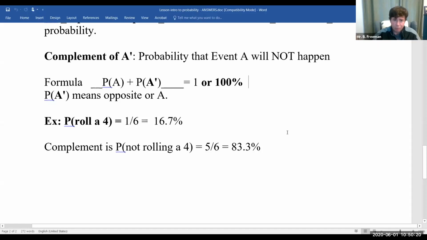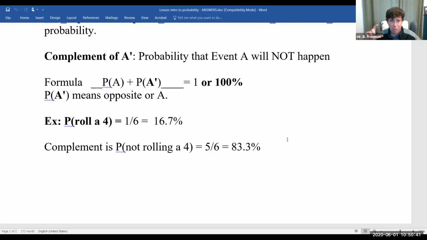And so if we look at the complement of not rolling a 4, we are just looking at 5/6, 83.3%. Those 2 events combined together give us a probability of 100%. And I hope you can visualize how this could be shown in a Venn diagram. It would be very simple.